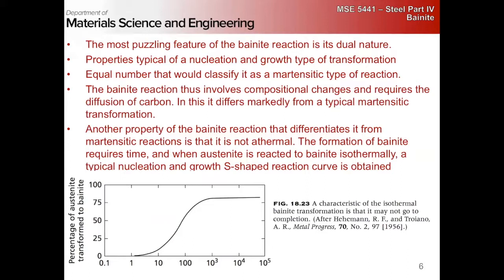Widmanstätten, except nucleating in smaller little packets rather than growing in from grain boundaries. But really, it has a dual nature, right? And this is why we say it's halfway in between austenite or pearlite and martensite. So we have a compositional change, and it requires the long-term diffusion of carbon. So it's different than martensite, right? It's not athermal. We'll talk about next lecture austenite and martensite.